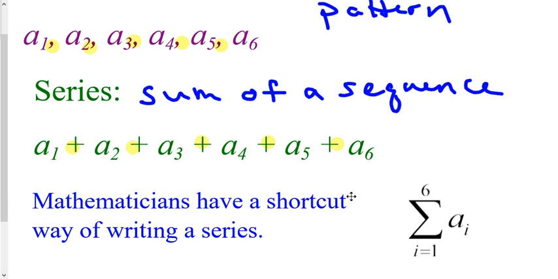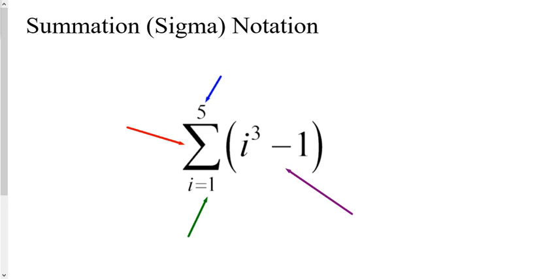So mathematicians have a little shortcut for this. They use the Greek letter sigma, and this way they don't have to write out that long list of numbers added together. They can use this nice little notation, and I'm sure you've seen this notation on any math movie or commercial or anything like that. It always tries to scare people away from math. But anyways, let's look at the parts of the sigma notation.